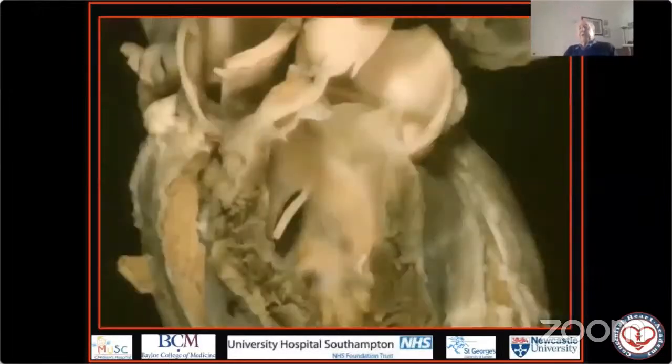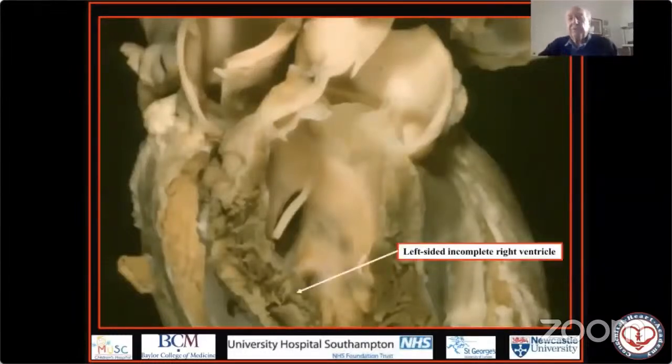But sometimes in the setting of double inlet left ventricle, as you see here, again, you can have concordant ventricular arterial connections. But what you're looking at here, the pulmonary trunk is arising from the left-sided incomplete right ventricle. Now we can make the inference here that the ventricular mass is showing us left-handed ventricular topology.